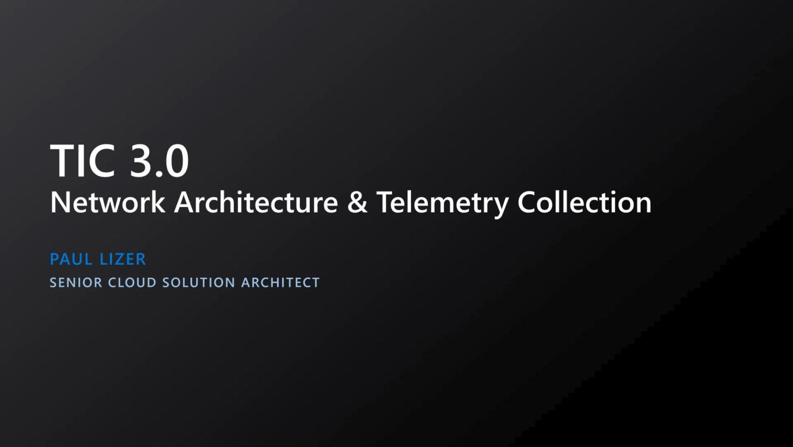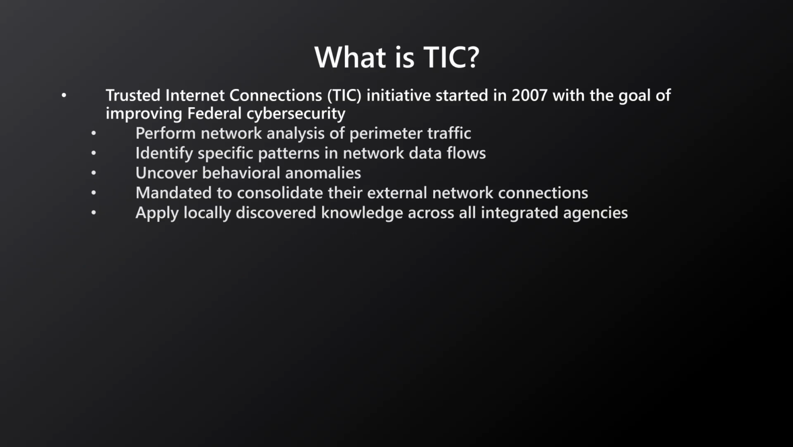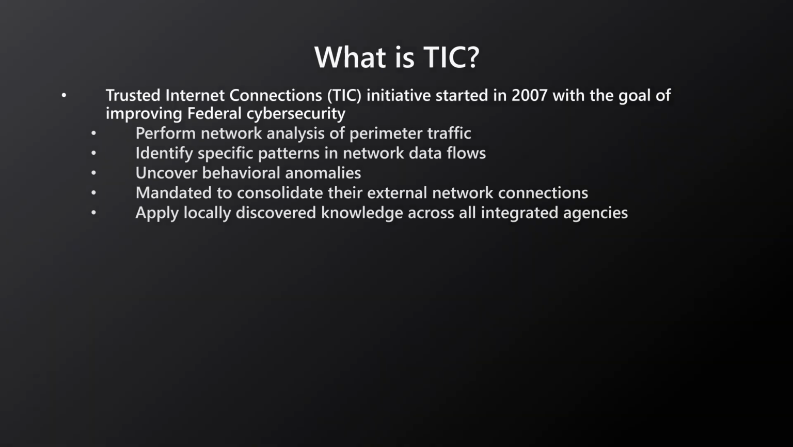And today we're going to talk about TIC 3.0, network architecture, and telemetry collection. What is TIC? It stands for Trusted Internet Connections, and it's an initiative started about a decade ago to improve federal cybersecurity. It's a monolithic device that monitors the inbound and outbound to an agency's on premise network. And it's used to uncover behavioral anomalies, specific patterns, and then share any collected information with other agencies to improve security and reduce risk.